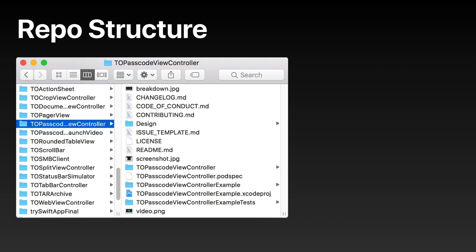Okay, so if you're going to upload a new repo to GitHub, what are the main things you need? So the code for the library is a good start. You need one of them.